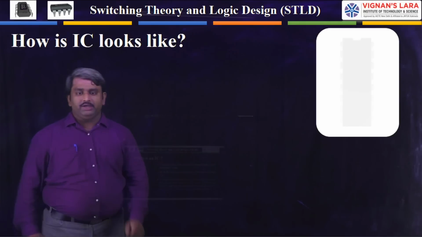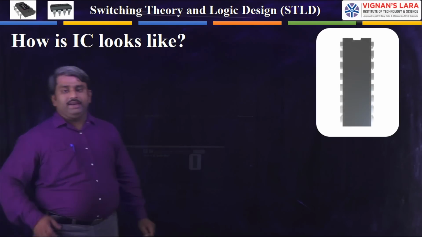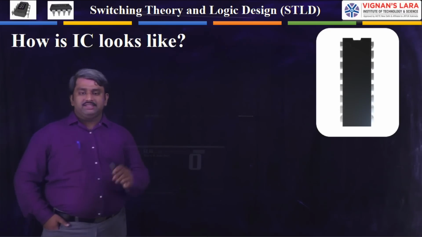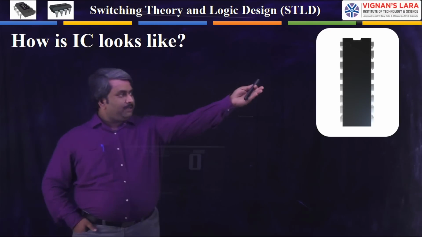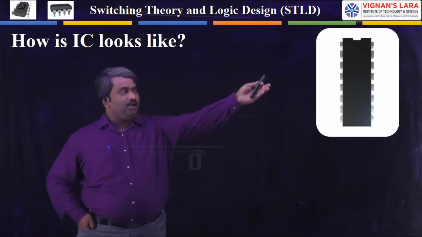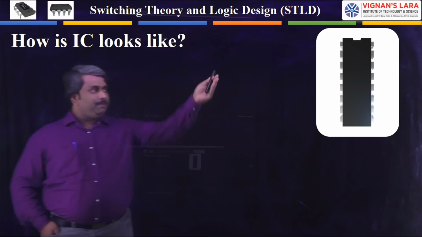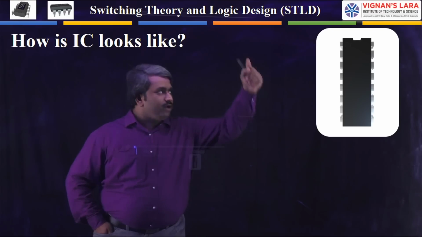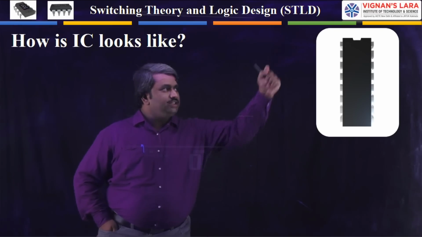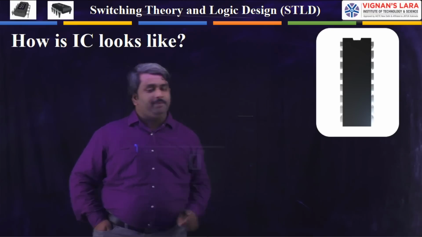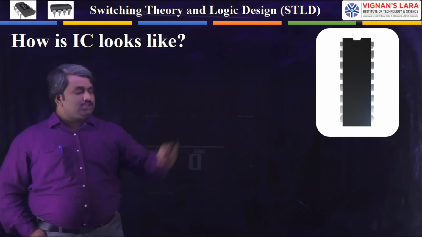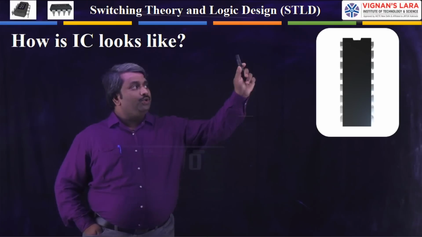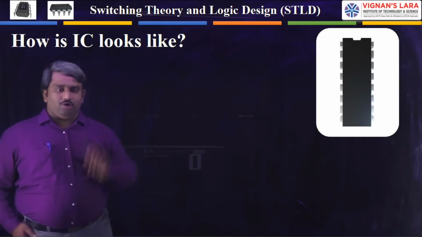Next, coming to how an IC looks like. This picture represents the top view of an IC. See here, on the top of the IC we have a notch. In this type we have some notch, and that notch is very important to identify the pin configuration.